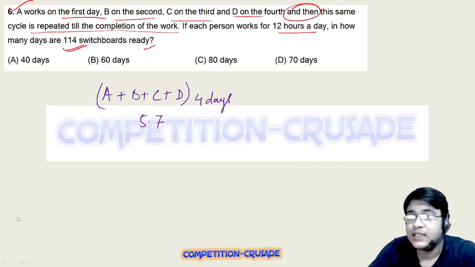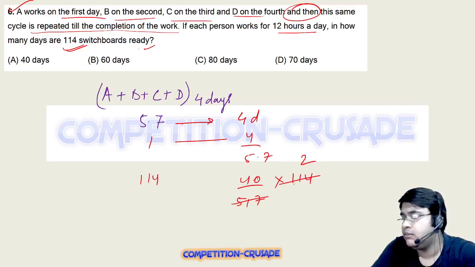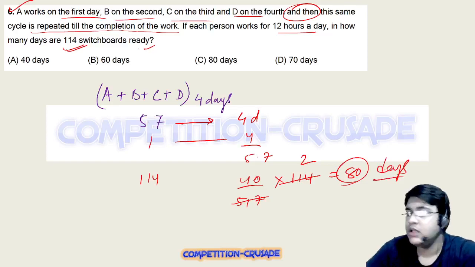5.7 स्विच बोर्ड बनाते हैं कितने दिनों में? अब तो ये एकदम सिंपल वो बन गया ना, अब तो कोई भी सॉल्व कर देगा। 5.7 स्विच बोर्ड बनाते हैं 4 दिनों में, तो एक स्विच बोर्ड बनाएंगे 4/5.7 में। 114 कितने में बनाएंगे? 4/5.7 × 114। Okay, I hope that is clear. 2 बार में ही चला जाएगा। 14, 10, 11 करेक्ट है। तो 80 days.